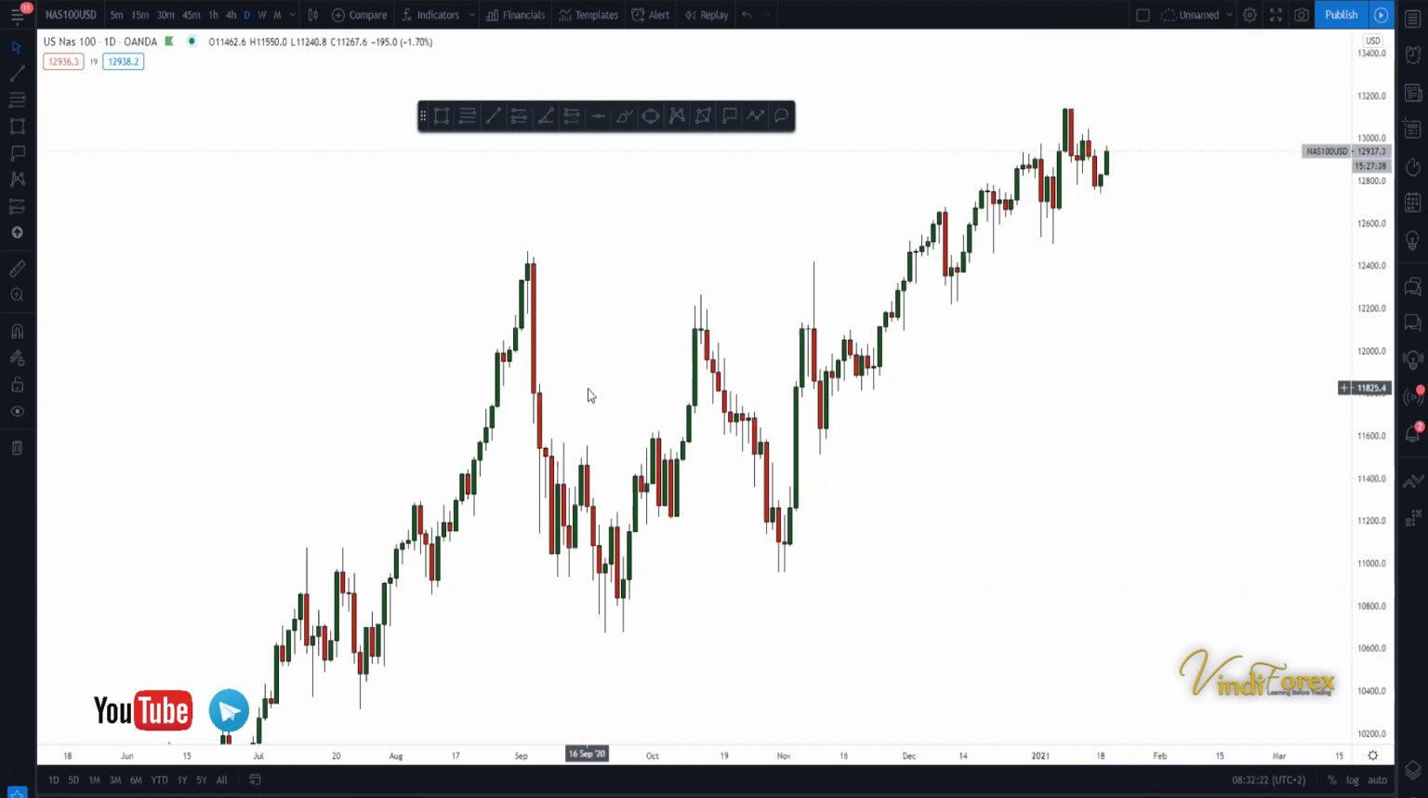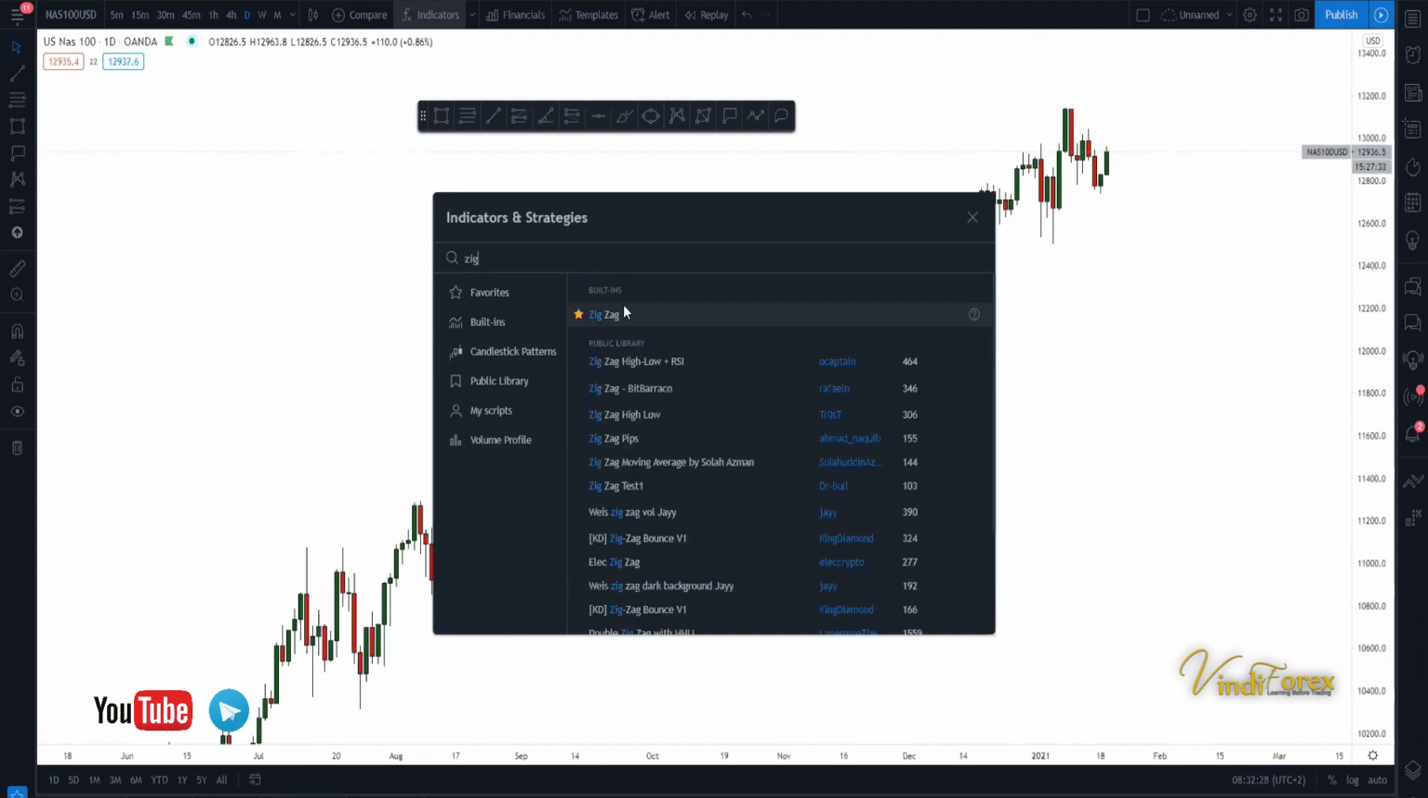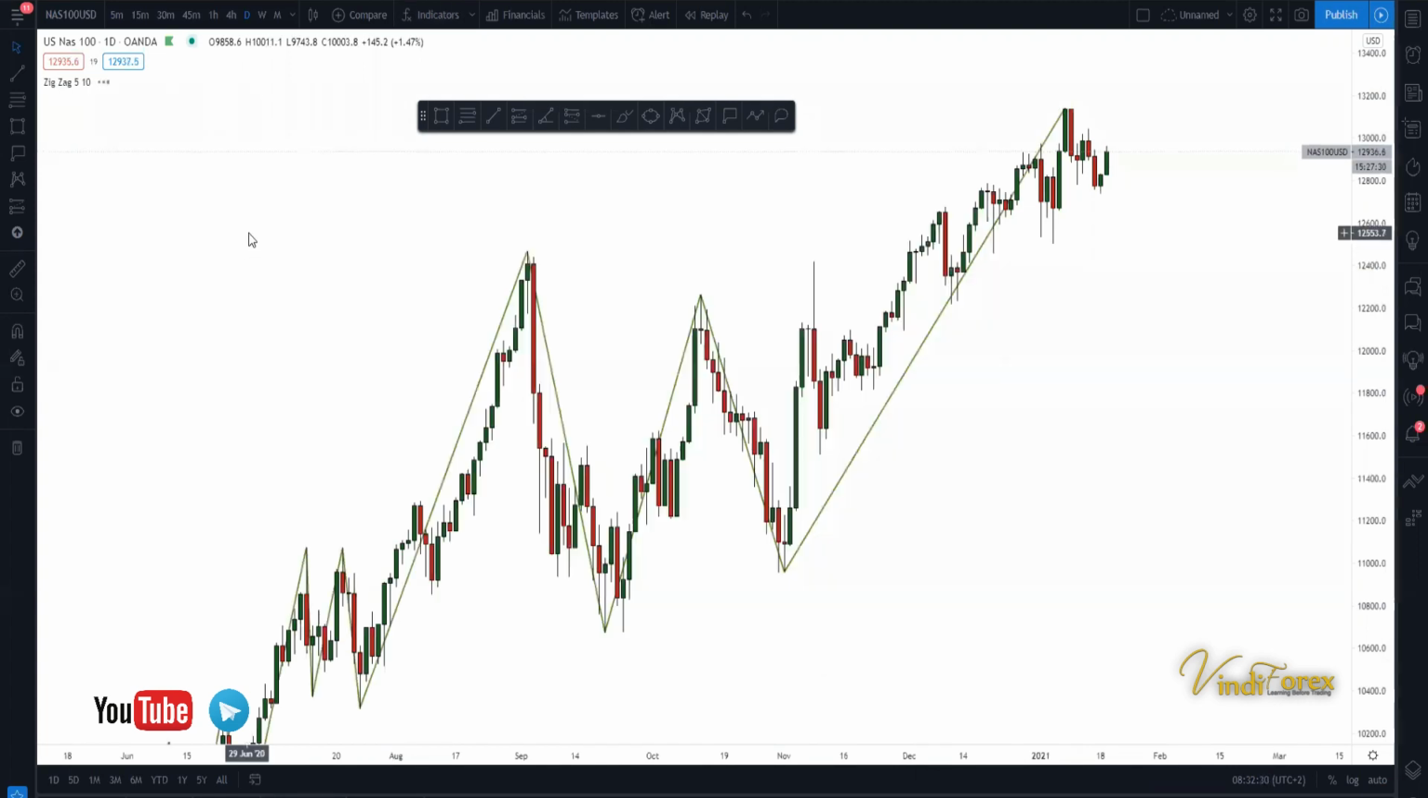If you're on TradingView, quickly go to indicators and search for zigzag, this particular one here, the built-in one. Once you click on it, you will see that it's going to draw some lines. We will want to make some adjustments on the indicator.